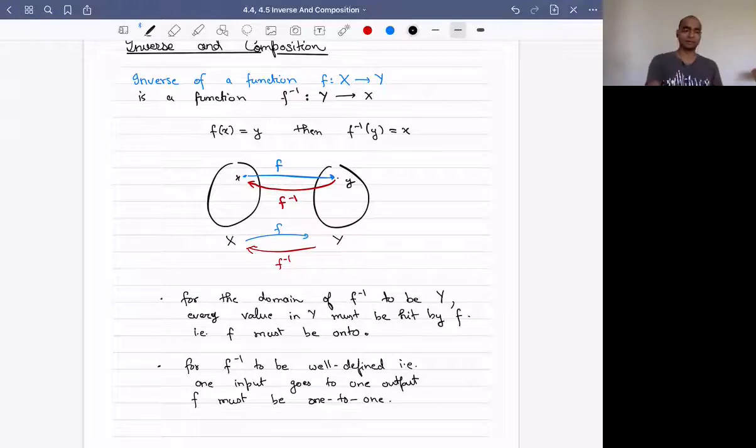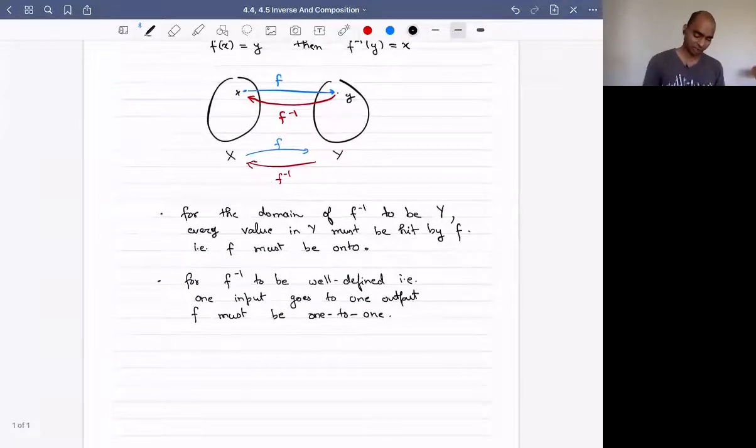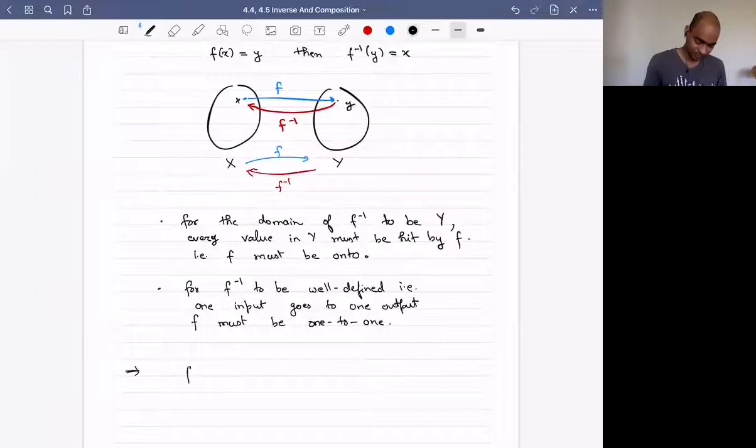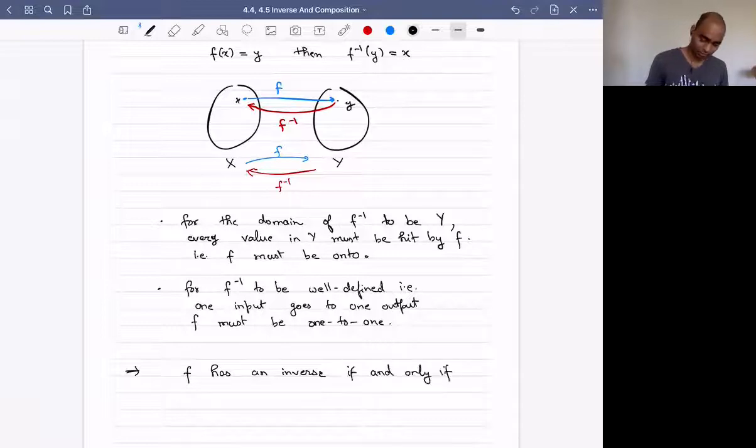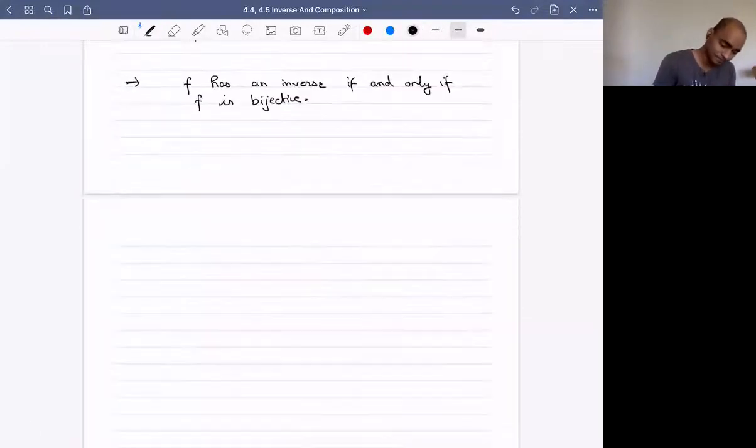And this is enough. So from these two things, you can conclude that f has an inverse if and only if f is bijective. This is the only time you can even talk about an inverse. If f is not bijective, then the concept does not even exist. So let me do an example.